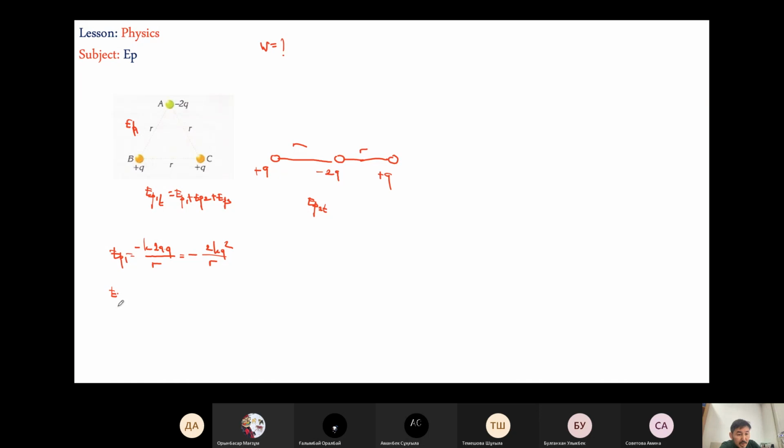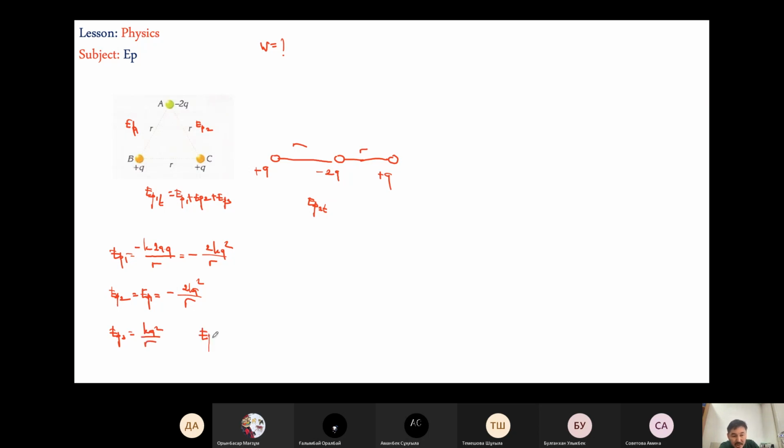By the way, the electric potential energy 2, in the second side here, of course, will be the same as this one. Мынаған тең болады. That will be equal to the potential energy 1, and that is minus 2kq square over r. And the potential energy 3, of course, will be a bit different because I have the same charge from both sides here, and the distance is r, and they are both positive. So I'll have here k times q square over r, but it will be positive.